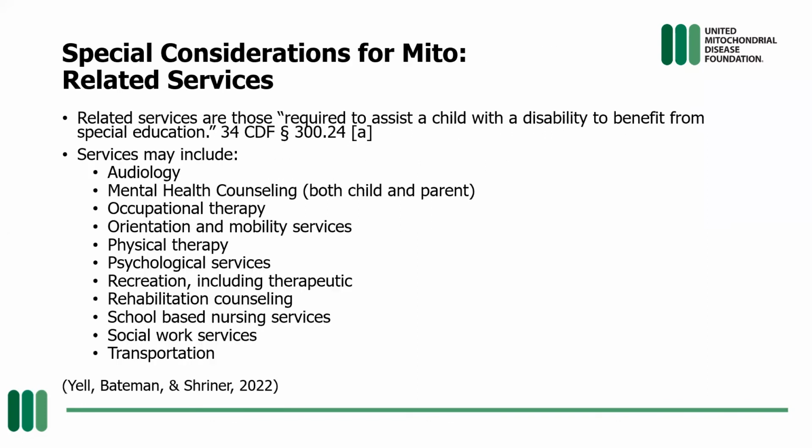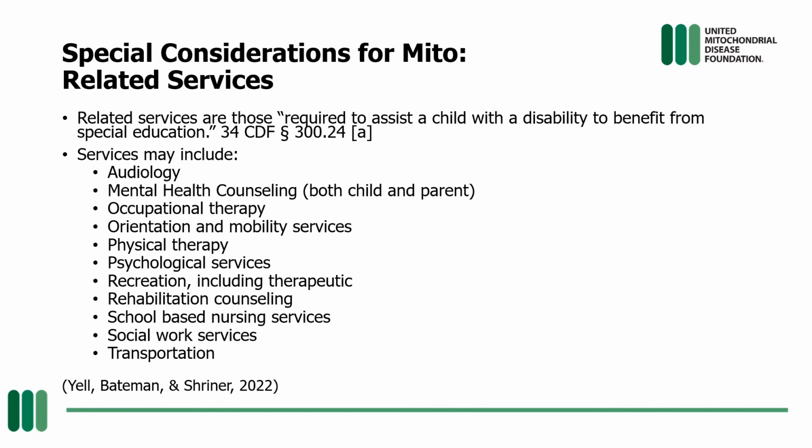But when I talk about related services, those are services required to assist the child with a disability to benefit from special education. So all these services below: audiology, mental health counseling, OT, orientation and mobility services, physical therapy, psychological services, recreation, including therapeutic, rehabilitation counseling, school-based nursing services, social work services, and transportation. These are related services because these are reasonable accommodations for someone to be successful.